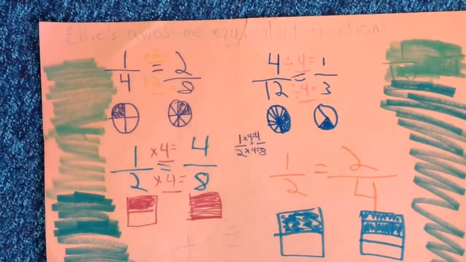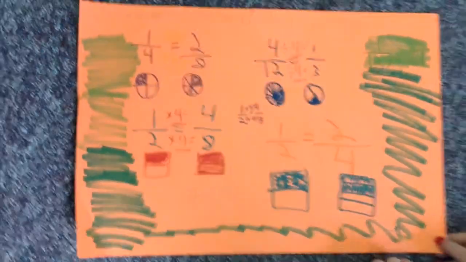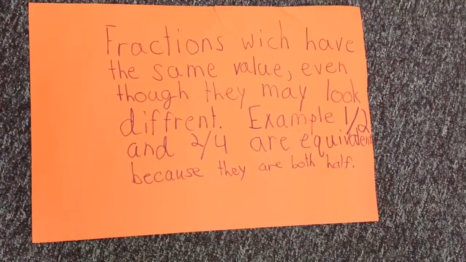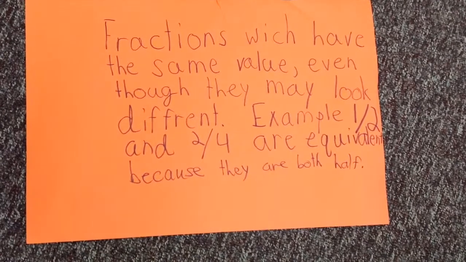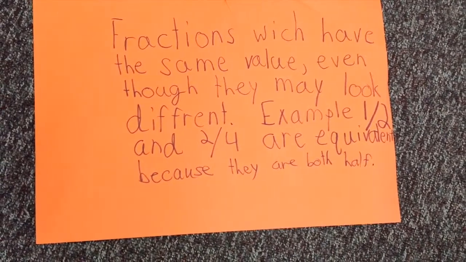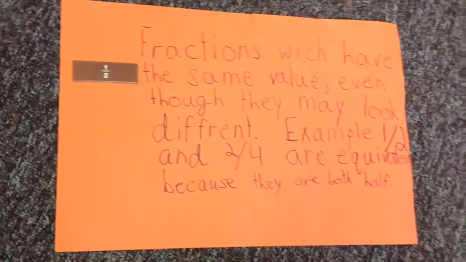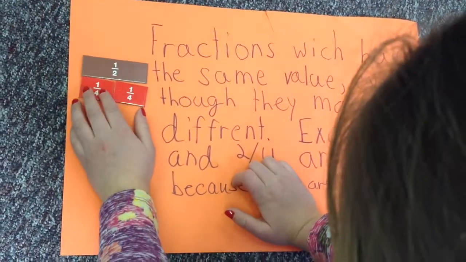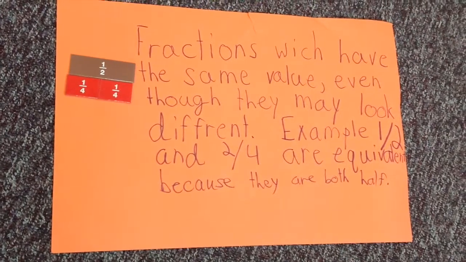Some equivalent fractions here, and Ellie is here to tell us what equivalent fractions actually are. Fractions which have the same value even though they may look different. Example, 1/2 and 2/4 are equivalent because they are both half. Okay, so show me with the fraction bars. So there's your 1/2, and 2/4. And when you look at them, they're actually the exact same size, right?